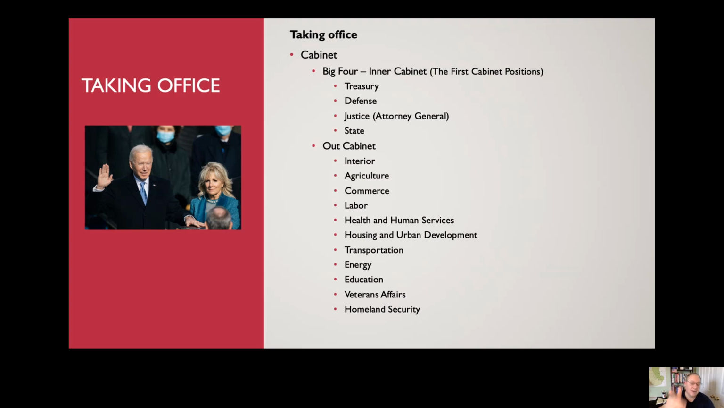And those are the United States Treasury, the Department of Defense, originally the Department of War under George Washington, the Department of Justice, led by the Attorney General, and the Department of State. So those are considered the inner cabinet positions. And then you have the outer cabinet positions below.